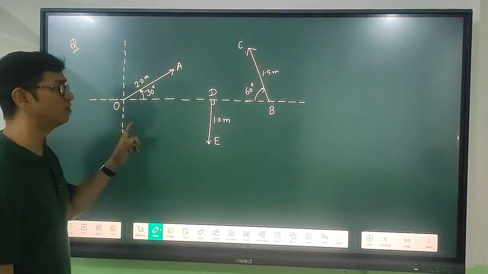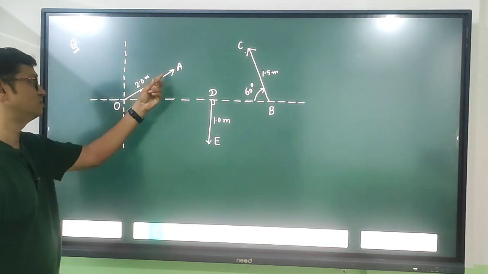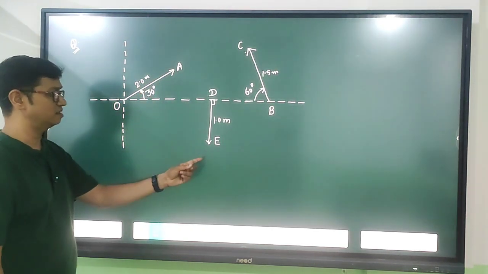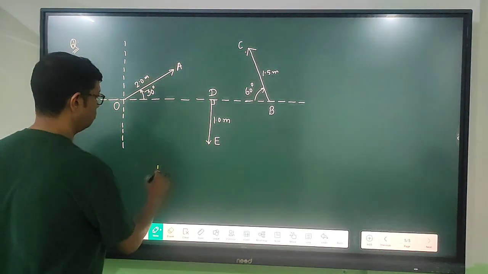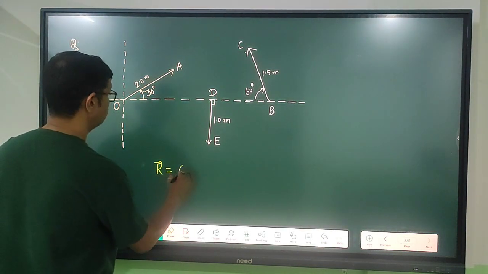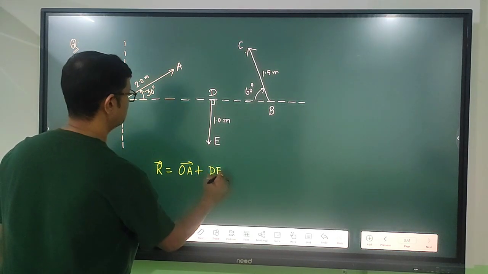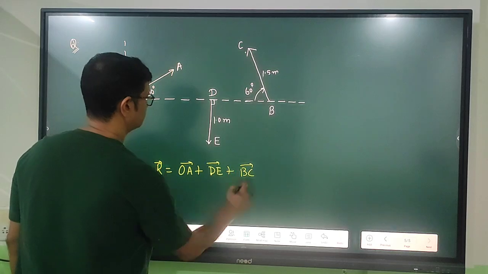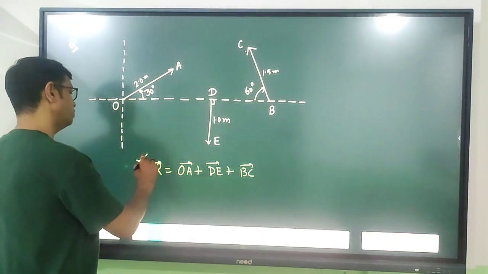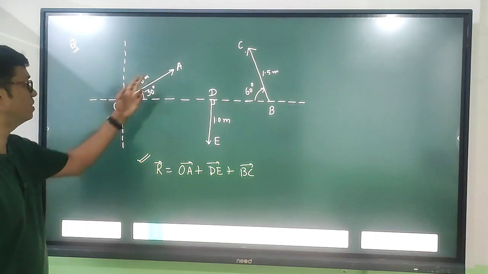Now I am giving you a homework problem. This is also from H.C. Verma. 3 vectors like this, 2 meter, 30 degrees. This is DE and this is BC. We want to find the resultant vector of OA vector plus DE vector plus BC vector. Okay, try to do it and try to get to the correct answer. You have to resolve these.